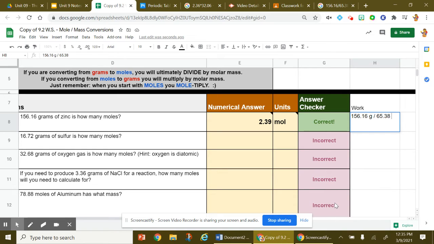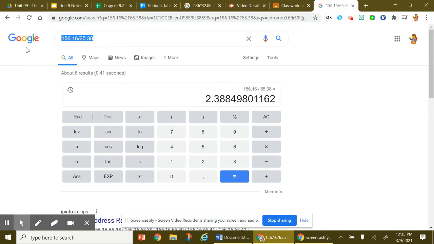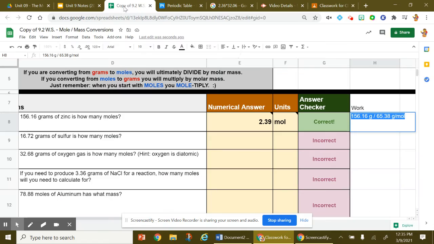65.38 grams per mole. Personally, I'm a fan of typing this up because then I can just copy this and paste it into Google. I have to delete out those units and stuff. But guess what? Bam, it gives me the answer. So somewhere you have to show me some work to make this happen. You can't just type in the answer. I need to see your work.